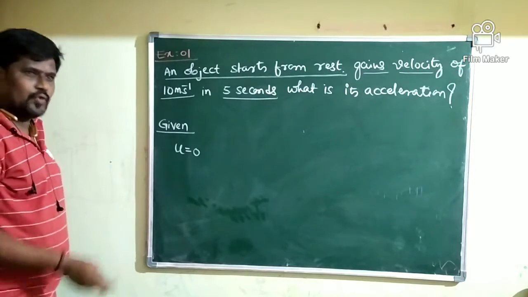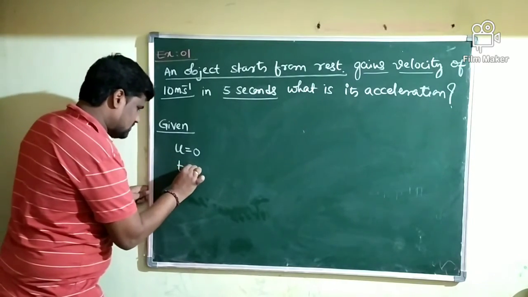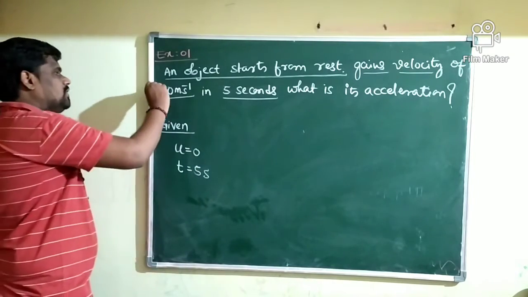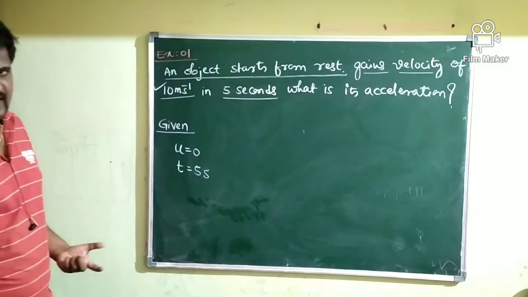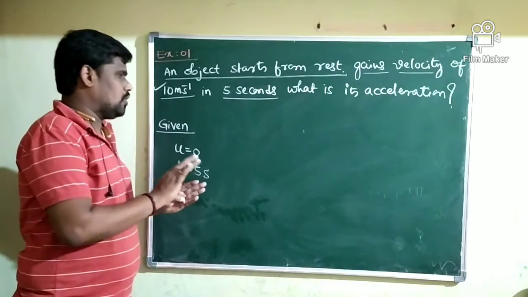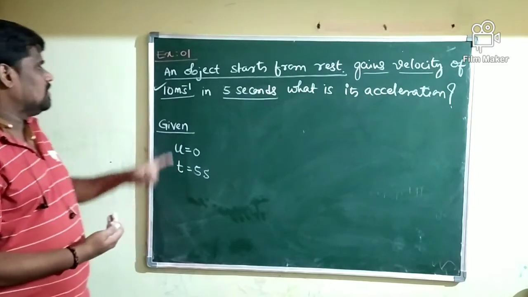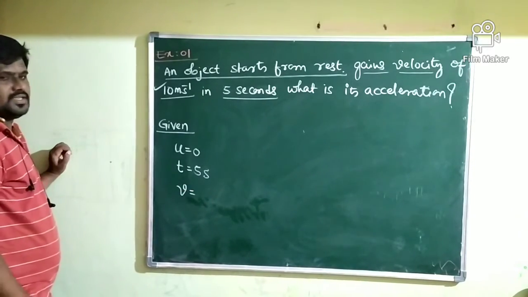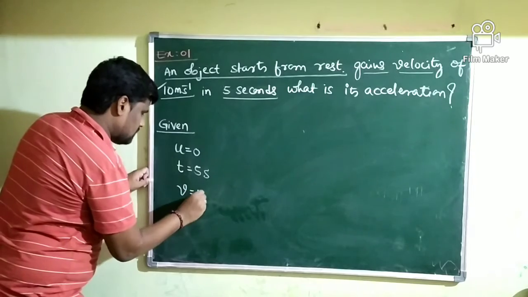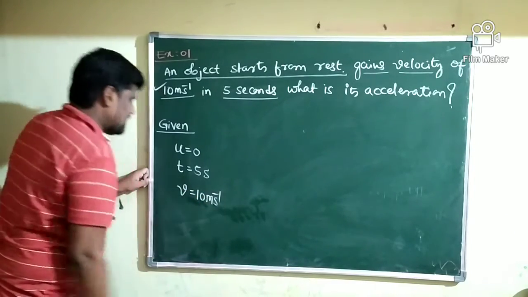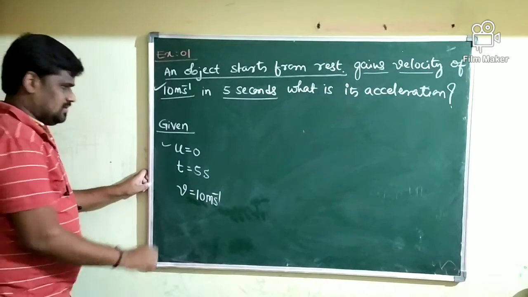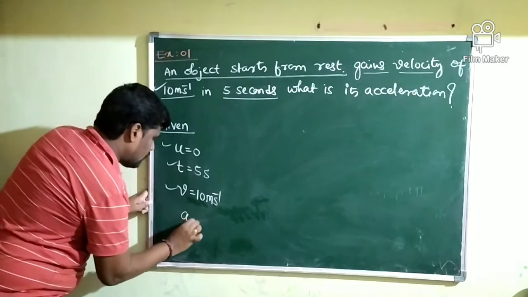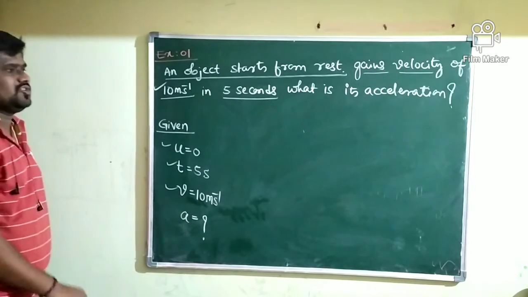Means after 5 seconds, that is t is equal to 5 seconds, the same object is going to have the velocity of 10 meter per second. As I said, the velocity of a body after some interval of time, we will call it the final velocity. The final velocity is given by 10 meter per second. Initial velocity is given. Time is given. Final velocity is given. They are asking you to find the acceleration.